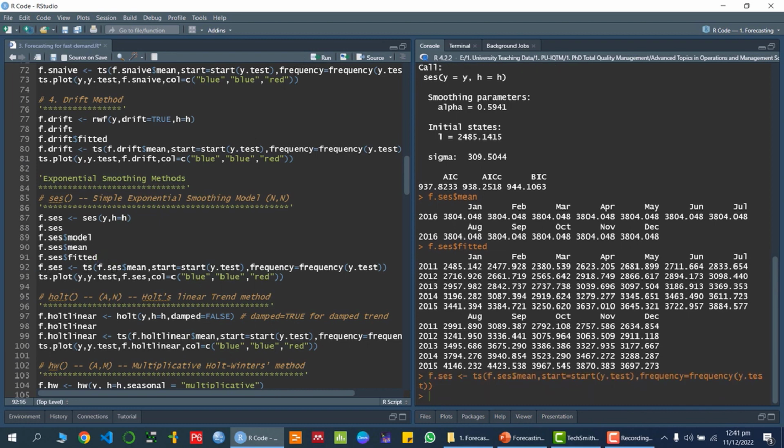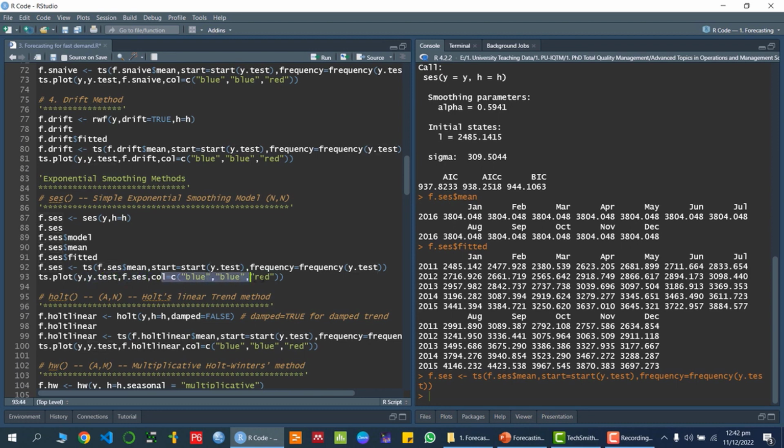With this function, I'm converting to time series data, using the mean values, that is the forecasted values, and I am saying the start date is going to be equal to the start date in y.test, as well as the frequency equal to the frequency of y.test. Then I am plotting the original data, then the test data, then the forecasted values.